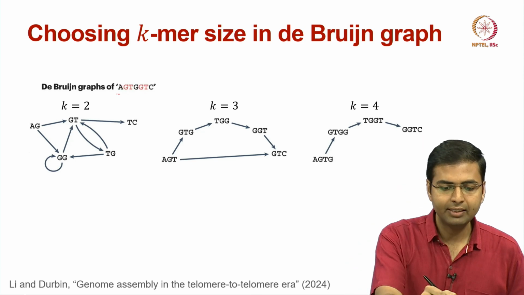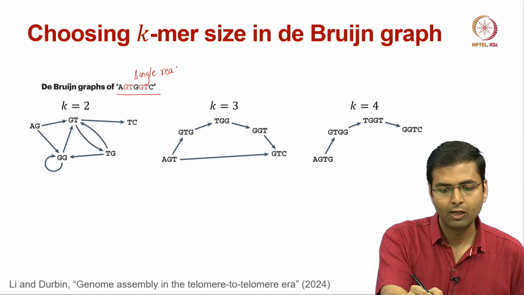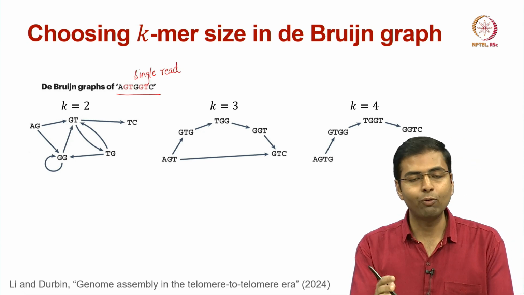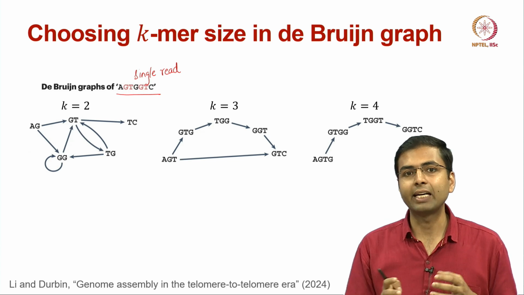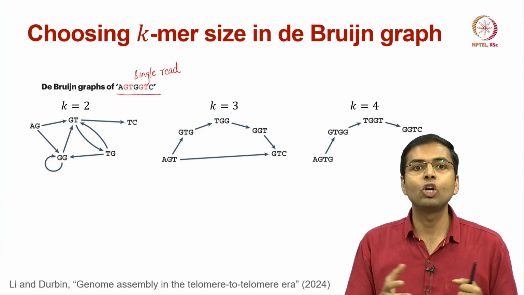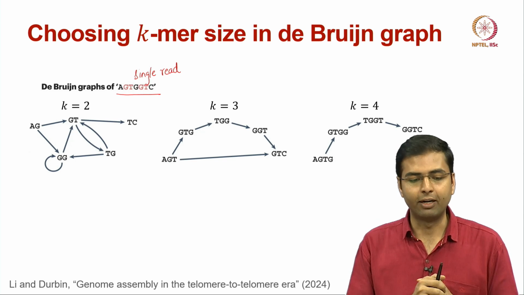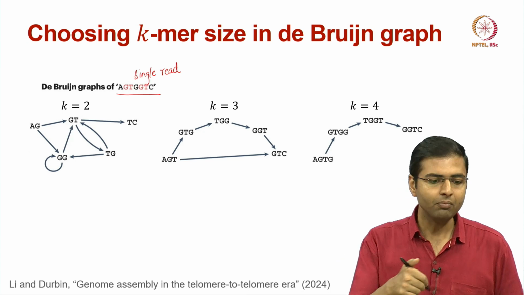So you have a single read here. Now I can use k equals 2, I can use k equals 3, k equals 4 and so on, and there is no particular optimal value of k that I can say to go with for solving the genome assembly problem. So there is no such optimal value that we have discussed so far. The k-mer value is typically decided based on heuristics.